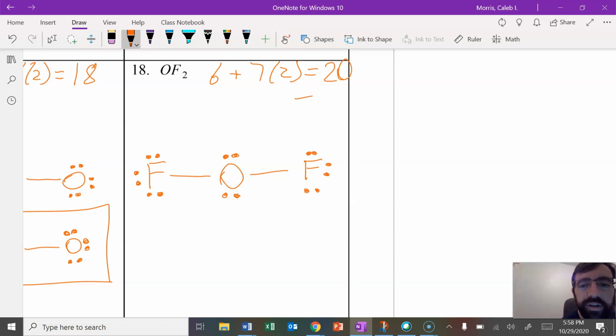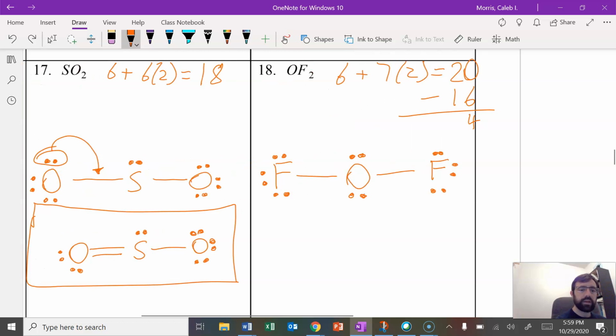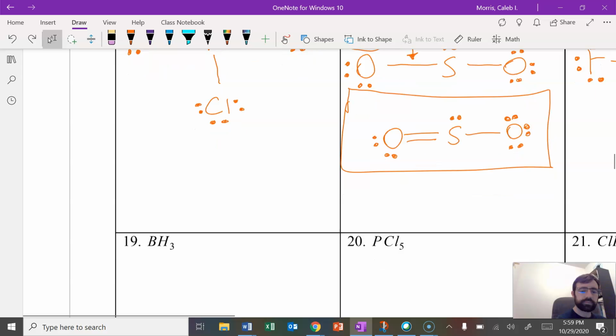I should have said we used 16 on fluorine, so we had 4 left, and those leftovers go on the central atom. And that works out well because that's exactly what oxygen wants. It wants 8 valence electrons, and that's what it has. So everybody's happy in this case. We're done. Move on to number 19.